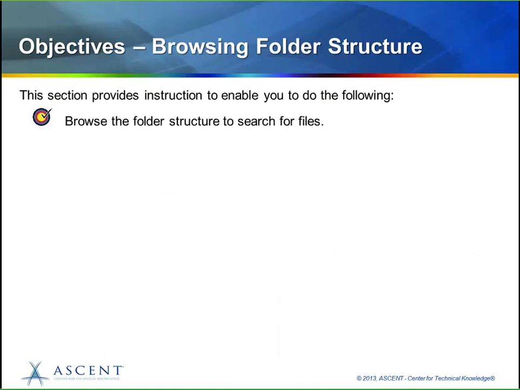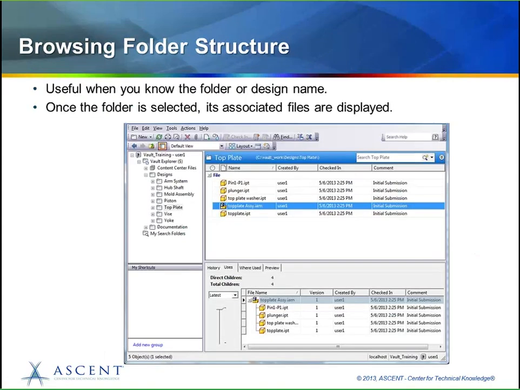The first one, browsing the folder structure. So we heard about that. It allows you to browse the folder structure to search for your files. And this one is useful when you know the folder or design name. Once the folder is selected, its associated files are displayed, and it allows you to see information about them. You can perform actions from this main table as well. So there's our folder structure or project folders.